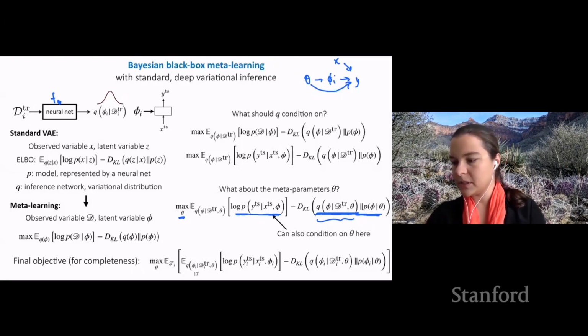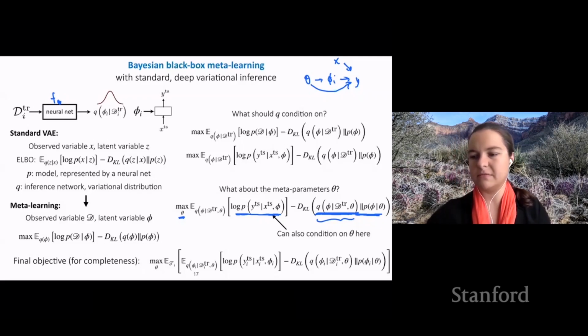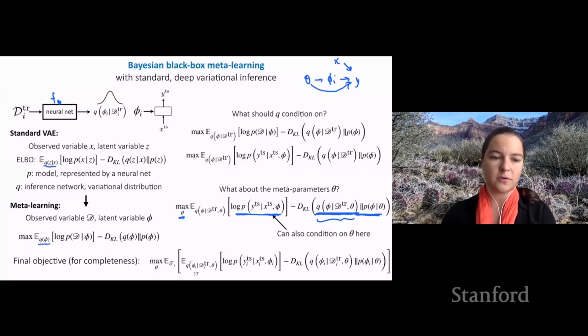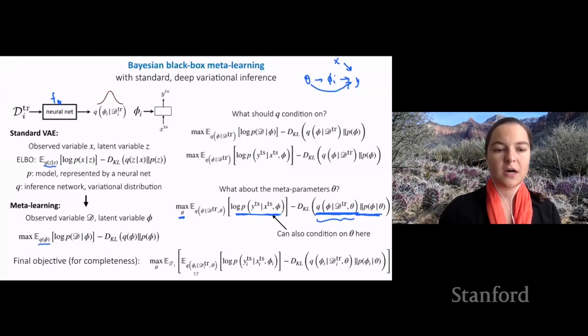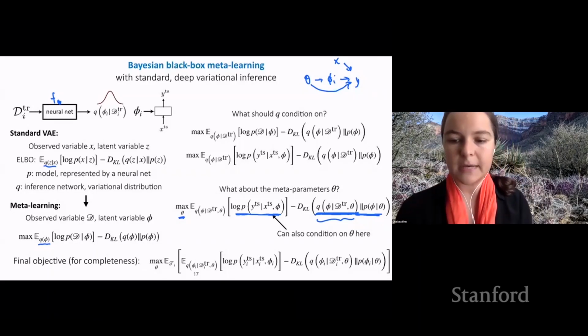Okay, so the final objective is here for completeness. It's asking how many samples do you use for training. In a VAE and in this setting, it's actually often fine in practice to just sample once from this distribution, although you'll get a tighter estimate of your likelihood if you sample multiple times.